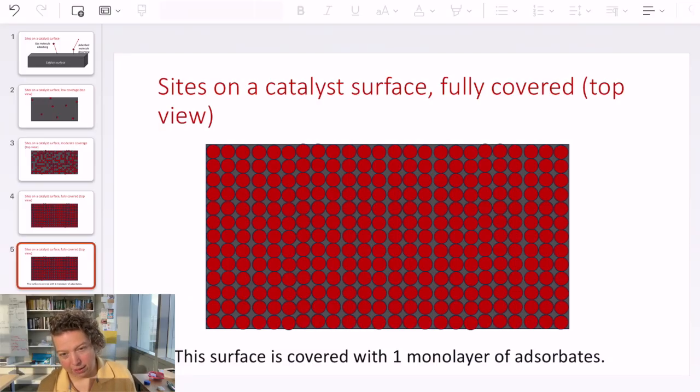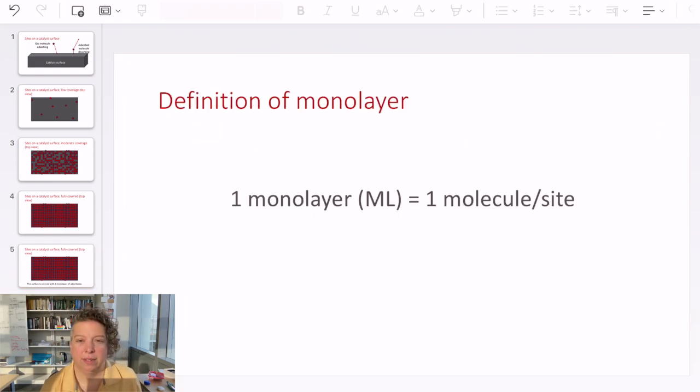So a monolayer is when I have one adsorbate per site on the surface. So every single site is filled. That's what this picture here is showing. What this says is that I have one molecule per site. That's my coverage. Every site has a molecule in it.